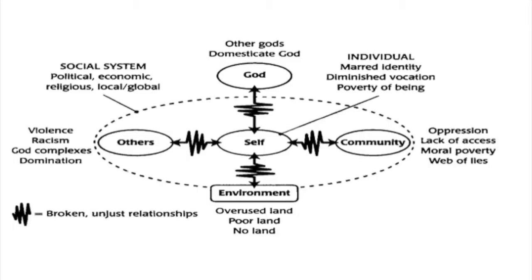Before the fall in Genesis, when God created the world, all 4 of those relationships were in perfect harmony, or in shalom. And when the fall happened, we broke all 4 of those relationships. So our relationship with God was cut off, our relationship with our community was cut, our relationship with ourselves was cut off, as well as our relationship with the environment. Everything broke down, basically.